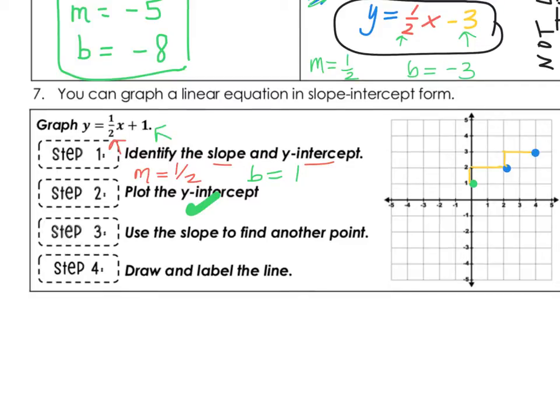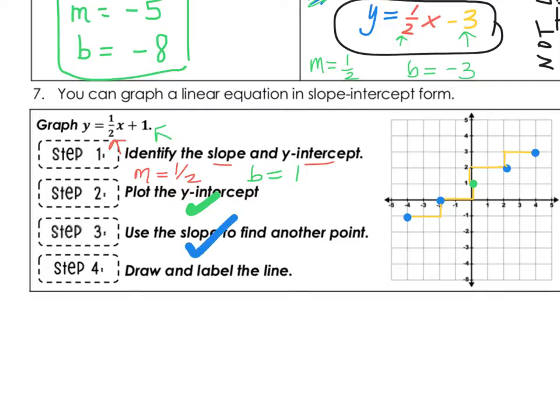Now I'm going to fall off the graph, so I can continue this pattern in the reverse direction. So from the y-intercept, I can drop 1 and go backwards 2. And that's going to be right here. And we're going to do it again. Drop 1, back 2, and put another point. Okay, now I've done all the points I can. So we've done this step.